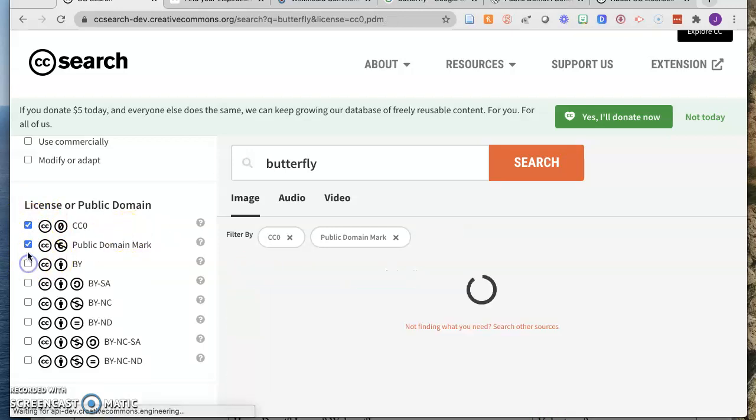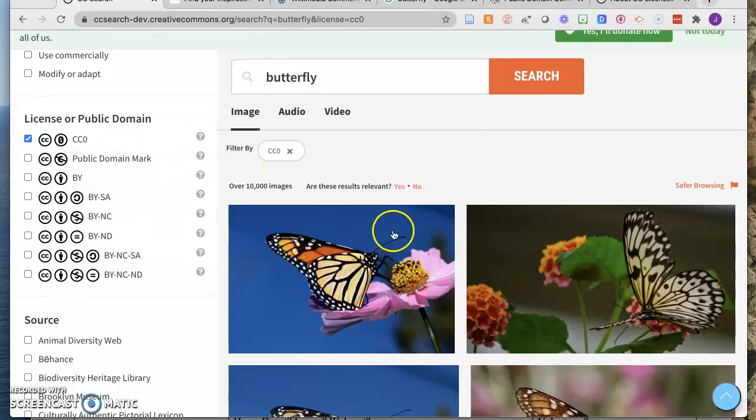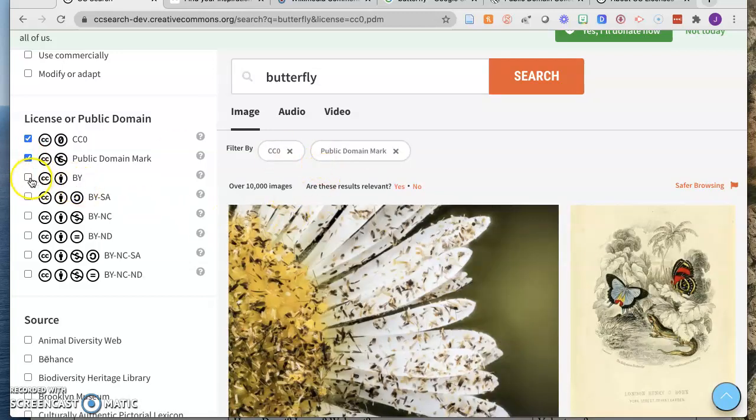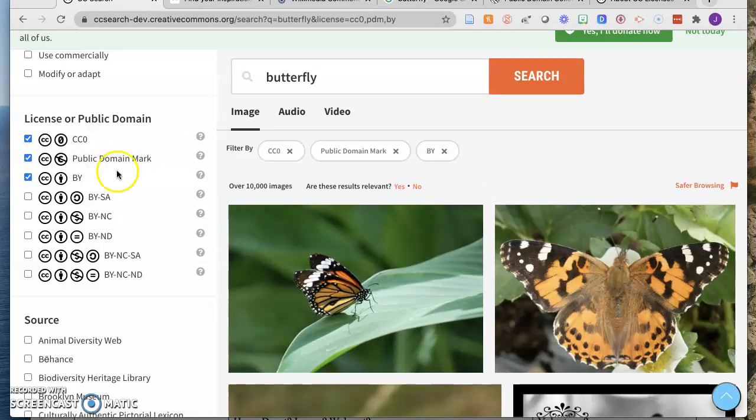And what you should have noticed is that as I checked them off, and I'm going to go the opposite direction here, as I check them off, the images that show up on this page change. Because what's happening is that the site is now filtering which images have this license connected to it.